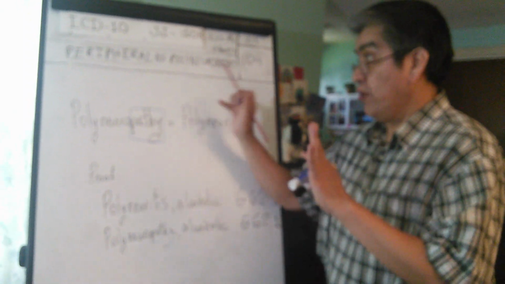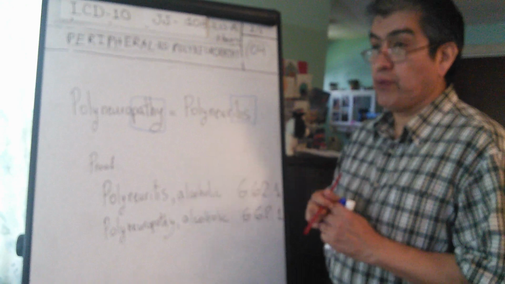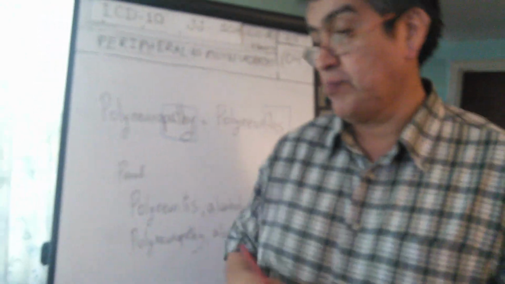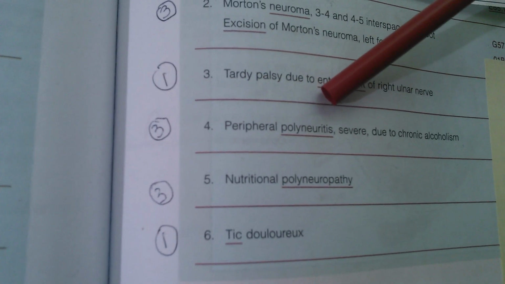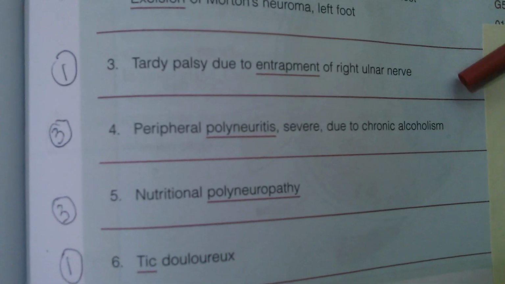Okay? Now, we have done already the theory for polyneuropathy, so we're not going to do a theory for polyneuritis. We're going to go straight to the problem. Okay, let's read the problem again. The problem is peripheral polyneuritis, severe, due to chronic alcoholism.